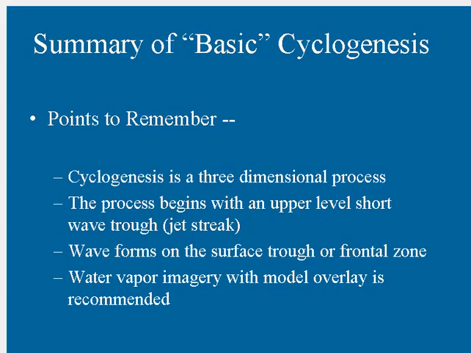So in summary here, remember that cyclogenesis is a three-dimensional process. The process always begins when an upper-level system, a shortwave trough or little jet streak, interacts with something near the surface, preferably a stationary front associated with that wide frontal cloud band. The best way to look at this process is with a combination of water vapor imagery, utilizing the conceptual models to understand what's going on, and then comparing that with the NWP output.